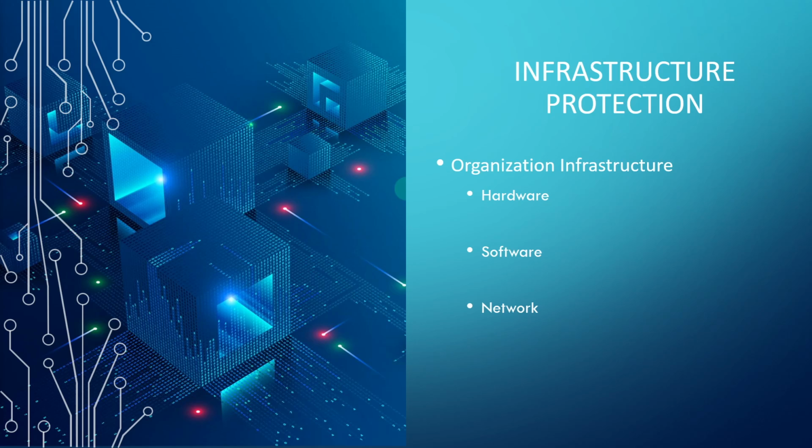Next, moving on to your infrastructure protection. When I thought of infrastructure protection, I was mainly thinking of the different aspects within your IT environment at your organization. And when thinking of your organizational infrastructure, three things come to mind for me: your hardware, your software, and your network. Starting with your hardware, that's going to be your servers, your endpoints or PCs, any other devices, any data centers that you have on-prem.